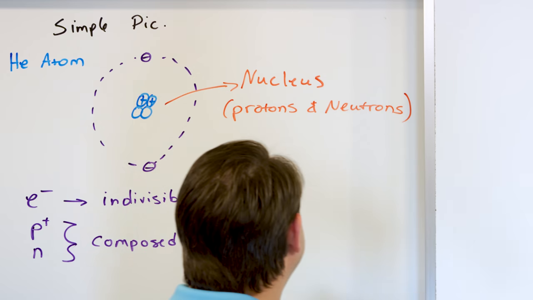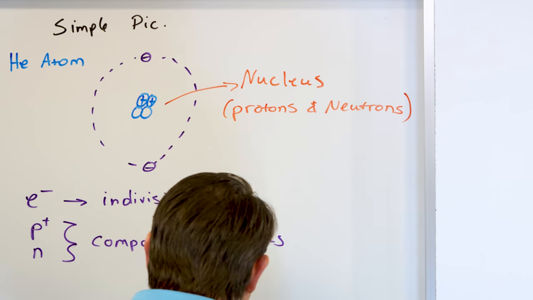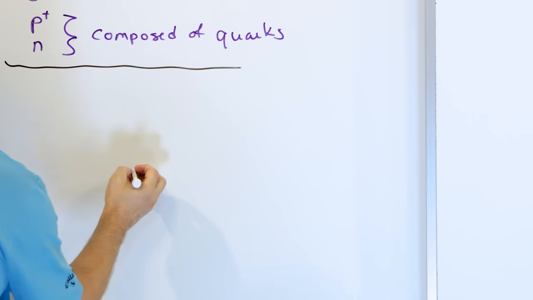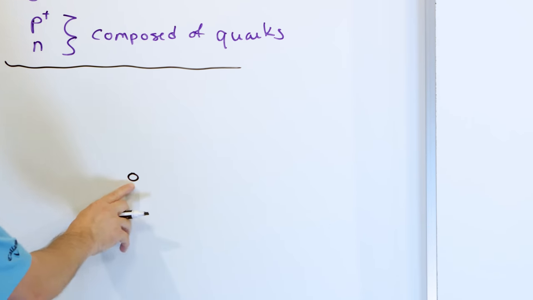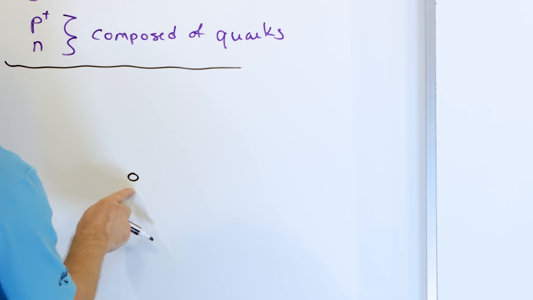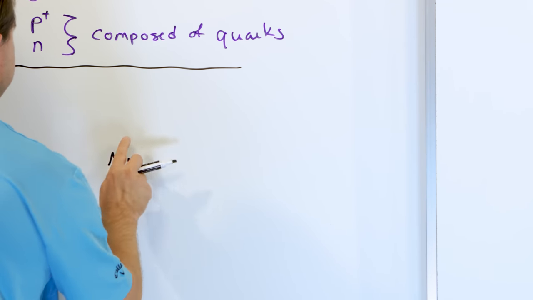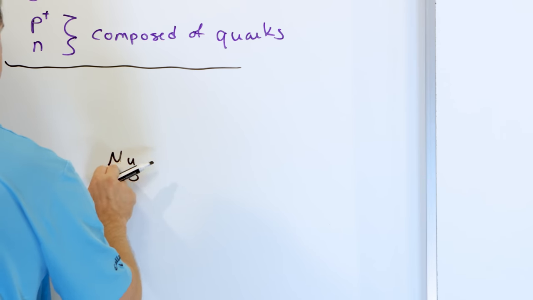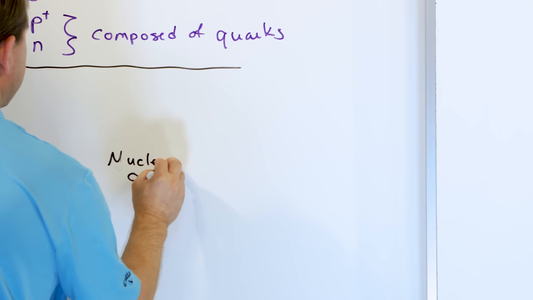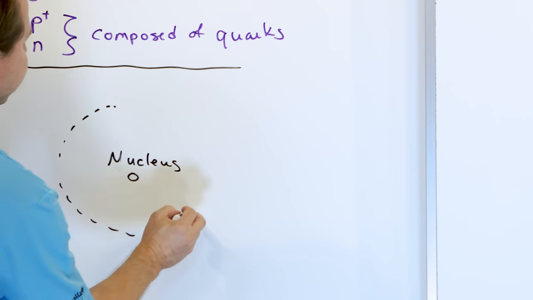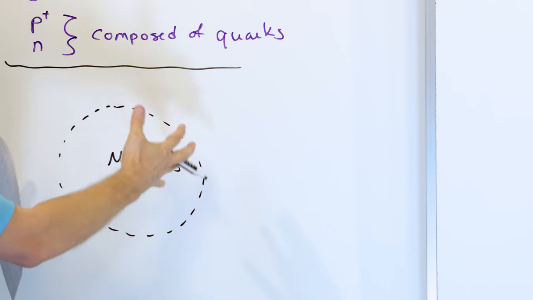So let's talk about the size of this thing. I drew a big picture up here. Let's talk about the size of the atom. You probably already know this, but atoms are really, really small. So I'm going to draw the atom as just a circle here, even though we know it's multiple neutrons and protons. I'm going to call this the nucleus. And around that, I'm going to draw a little dotted circle, which governs the boundary of the atom.